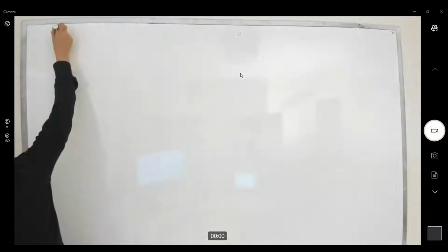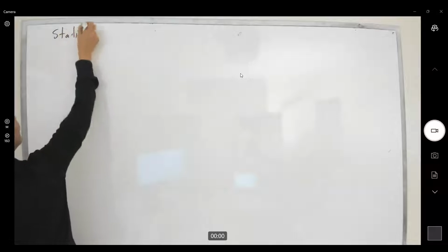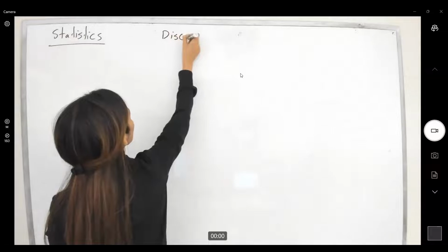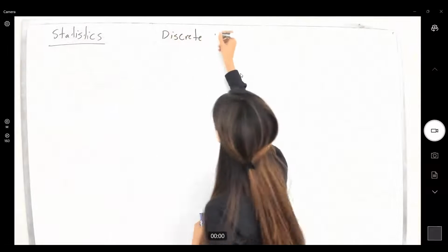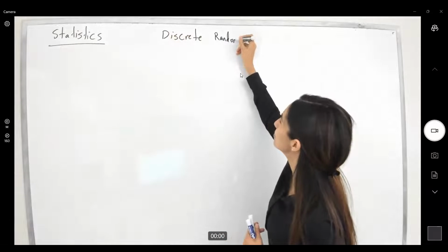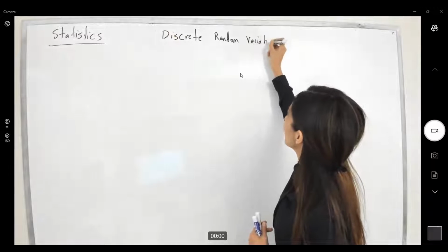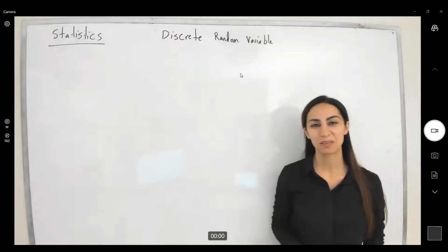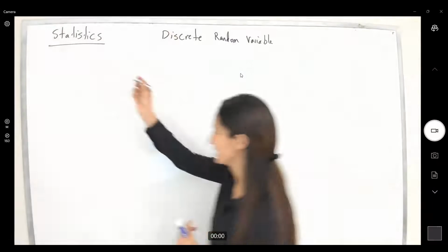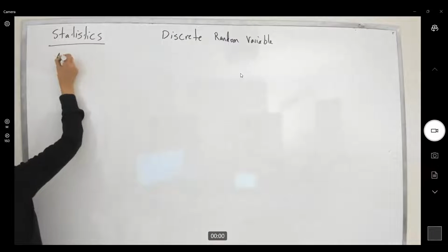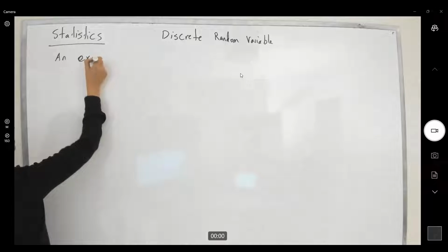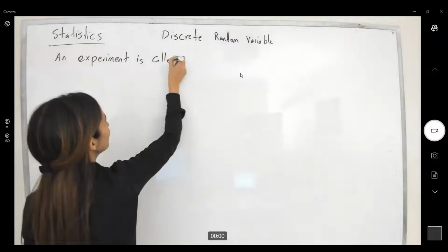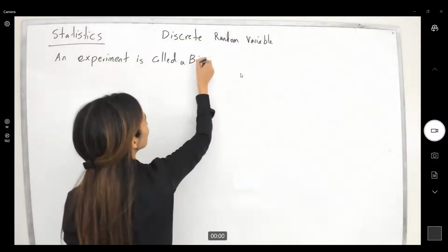Let's review what we learned so far. Discrete random variable and its probabilities. So let's start talking about a binomial experiment. An experiment is called a binomial experiment.